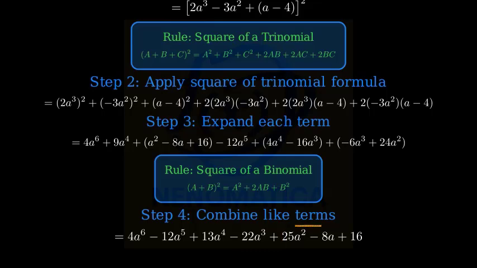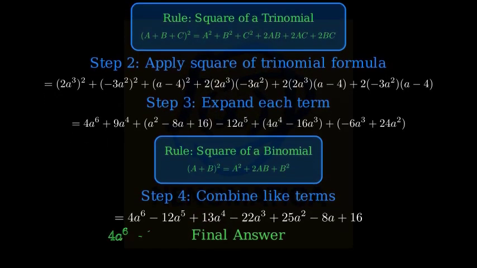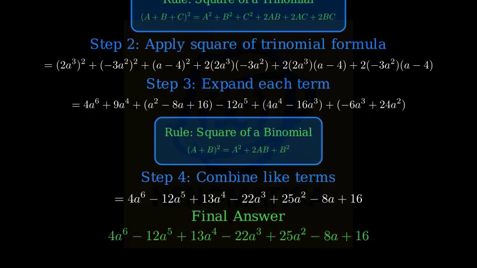For a squared, we have a squared plus 24a squared, which gives us 25a squared. For a to the 1st power, we have negative 8a, and for the constant term, we have 16. So our final answer is 4a to the 6th power minus 12a to the 5th plus 13a to the 4th minus 22a cubed plus 25a squared minus 8a plus 16. This is the expanded form of our original expression, 2a cubed minus 3a squared plus a minus 4, all squared.